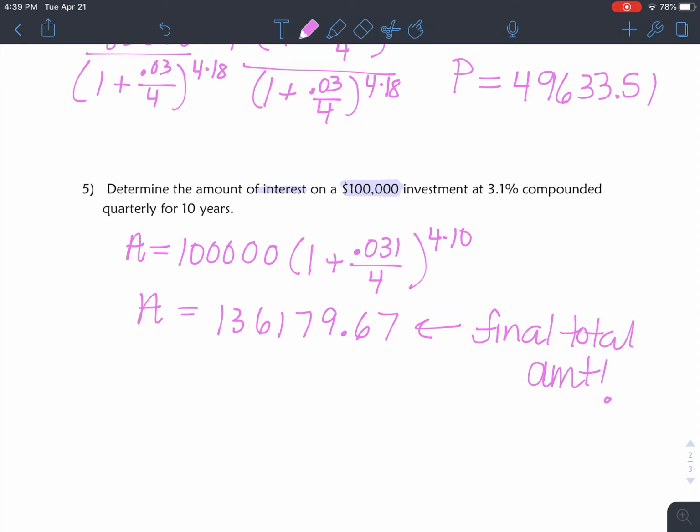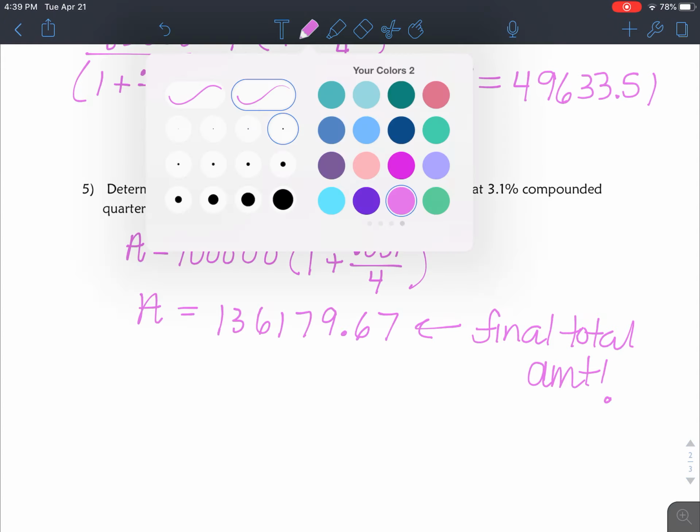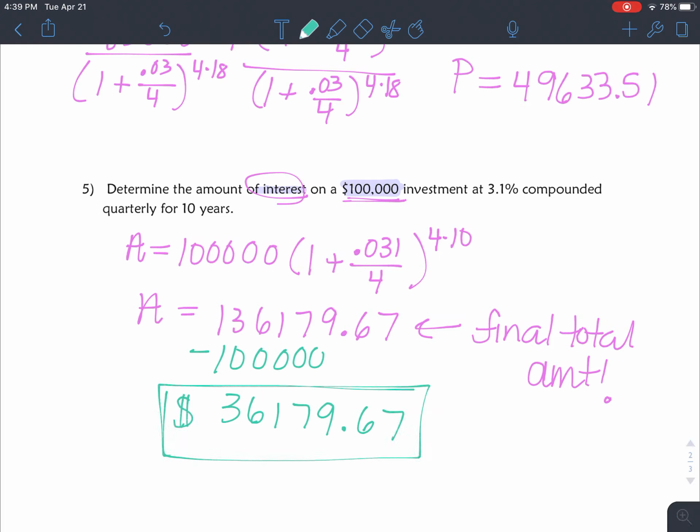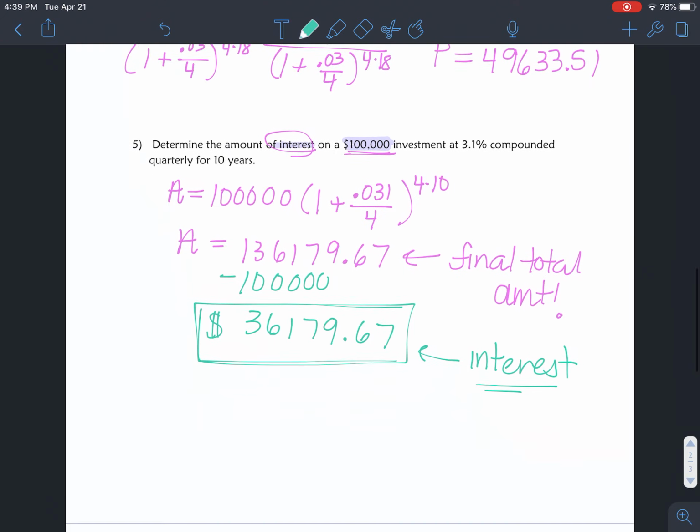Now, problem. I invested $100,000. So what is my interest? I need to then subtract my $100,000 from that. So then I would end up with $336,179.67. That is my interest that I earned. That would be the interest. There we go. Looks good.